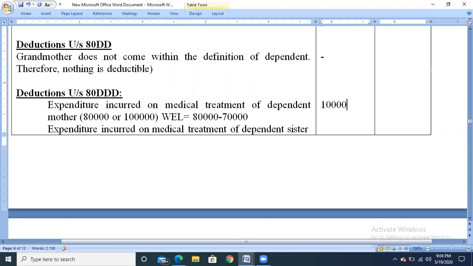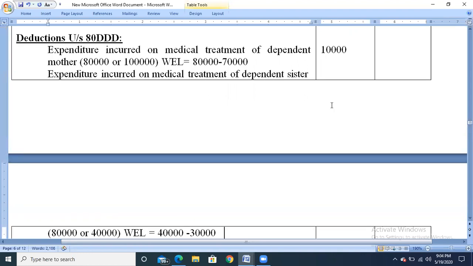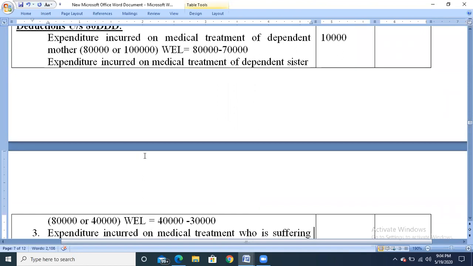Next, second one, expenditure incurred on medical treatment of dependent sister. So he has expended an amount of rupees 80,000, but up to 40,000 only he can claim the exemption, because she is not a senior citizen. Even though she is a resident of India, she is not a senior citizen. So in such a case, only 40,000 will be claimed as maximum limit. So 80,000 or 40,000, whichever is less. So lesser value is 40,000. From that, minus 30,000, that is the amount recovered from the insurance company. So balance amount is 10,000.